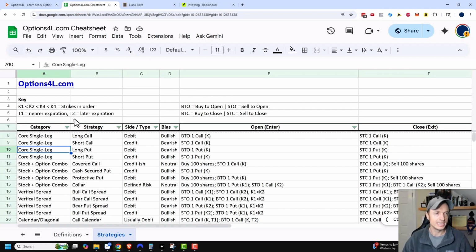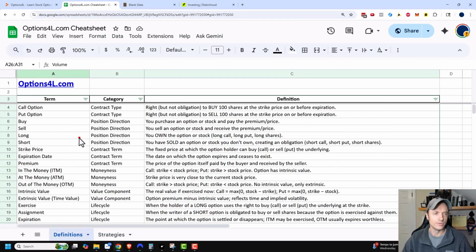So I do have this cheat sheet here that shows a bunch of different option strategies and some different information on them. Plus we have definitions as well. So if you are learning about options, which I assume you are if you're watching this video, this cheat sheet might be helpful. Link in the description down below.